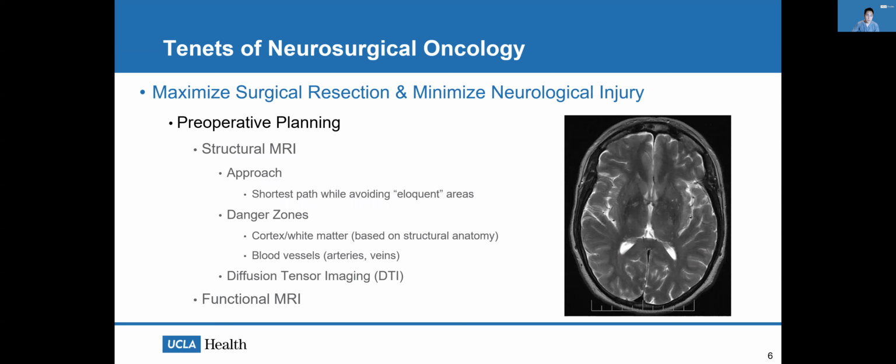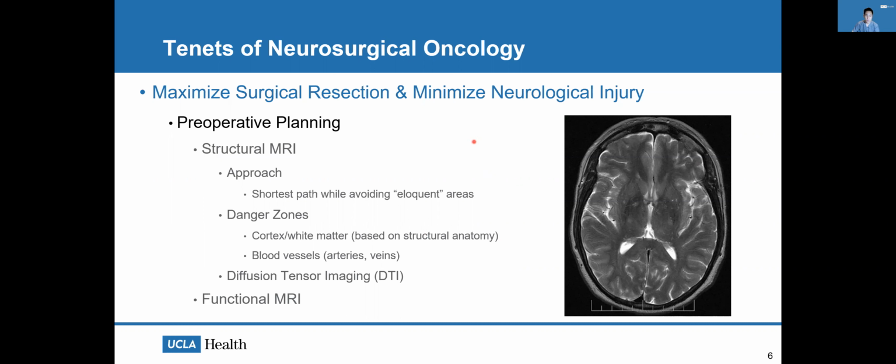Maximize surgical resection and minimize neurological injury with preoperative planning. So whenever we approach a tumor, we at first look at the structural MRI. This is an example of a T2 image, a sequence of the MRI that looks at fluid very well. It's oriented such that it's slicing a patient like a loaf of bread, with the bottom of the head down here, the eyes up here, and the frontal lobes right here.